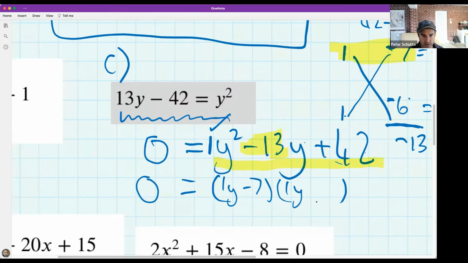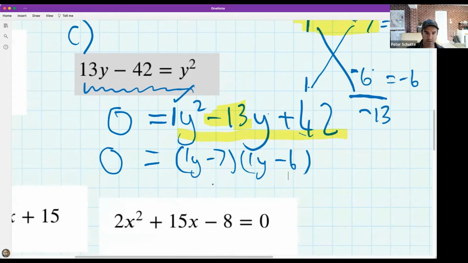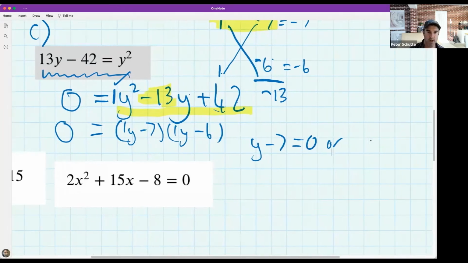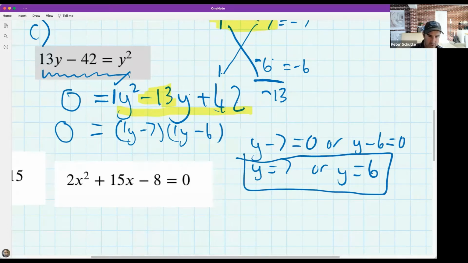Now, if you've never seen this before, you may need a bit of practice on this, and that's not a problem. There will be modules on the Watobe website for grade 9 and 10 that you could go back and practice. So last step, a little bit faster. We're going to split it now, and we're going to say y minus 7 is 0, or y minus 6 is 0. And so my answer is then going to be y is 7 or y is 6. And so that should be my final answer.